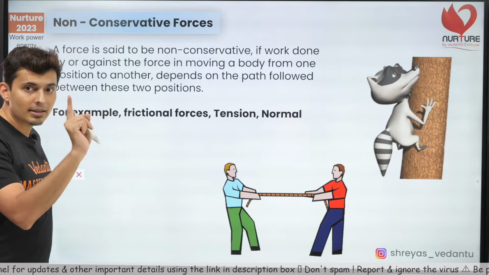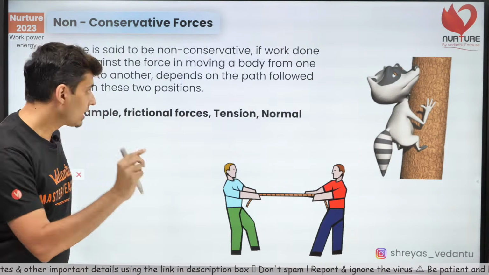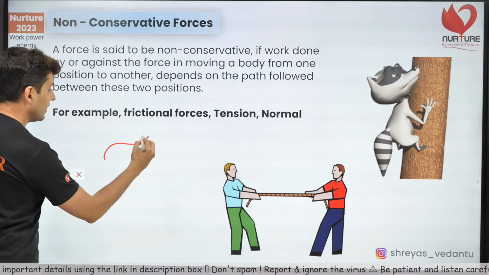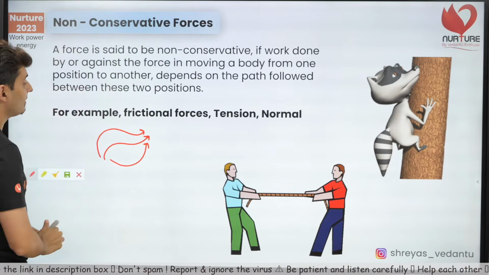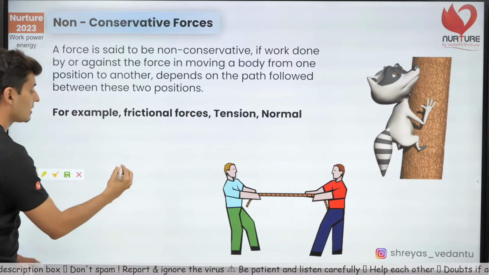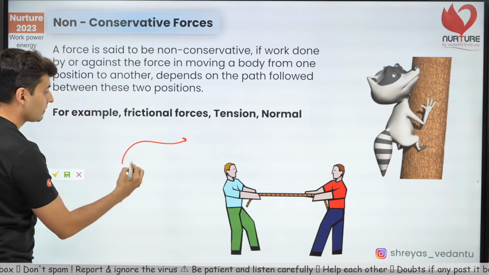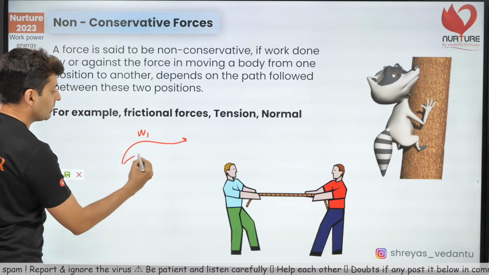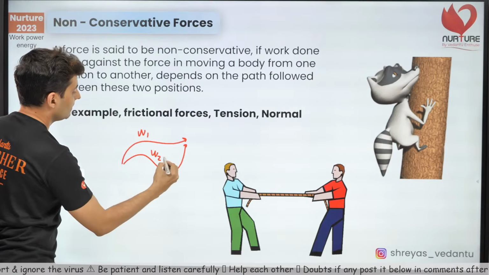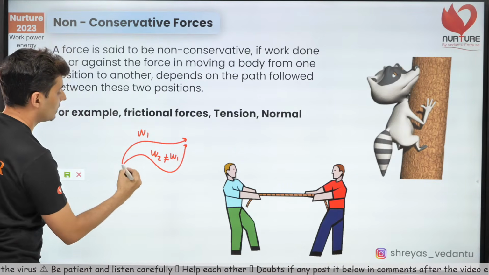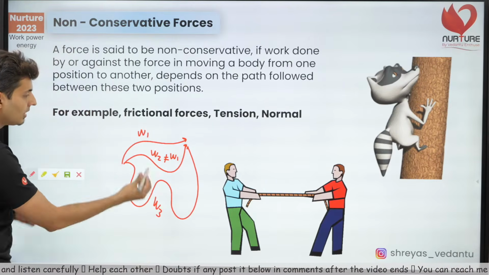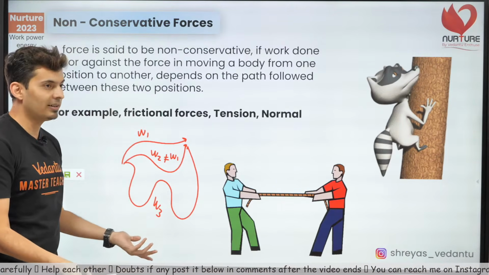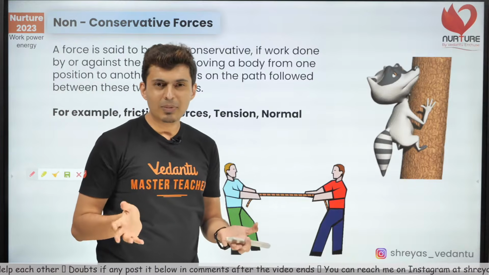Now, the idea is, remember guys, in conservative forces, work done does not depend on the path, no matter how you go. But the moment you take a non-conservative force, then it matters. You go from this point to this point, work will be different. Work 2 will not be equal to work 1. All these paths will have different work.